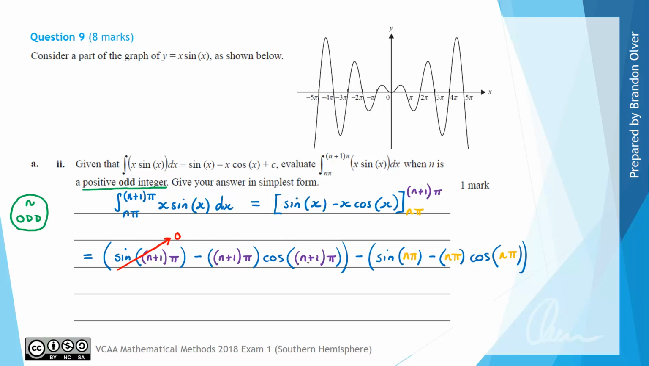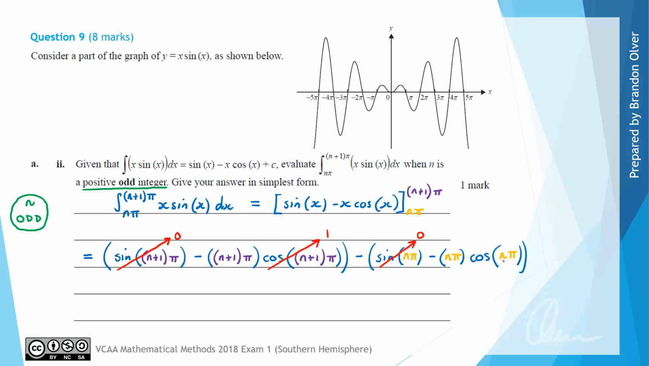And then cos of (n plus 1) pi, where n is odd, will give things like 2 pi or 4 pi or 6 pi. And we know for that cos is equal to positive 1. And then sine of n pi, where n is odd, will give pi or 3 pi or 5 pi. And sine, when we have numbers like that, is always equal to 0.